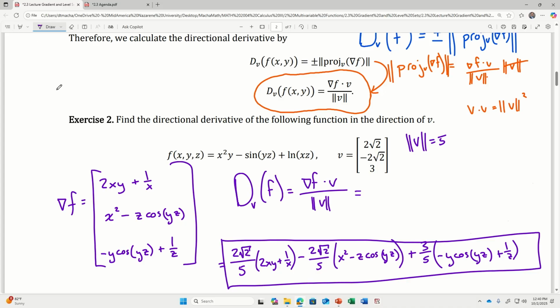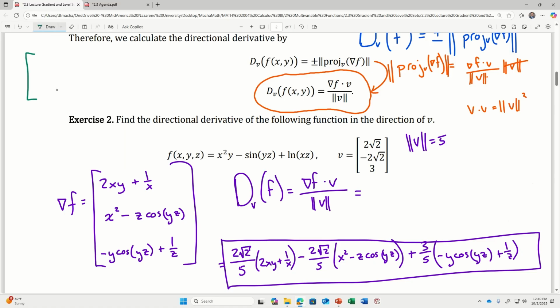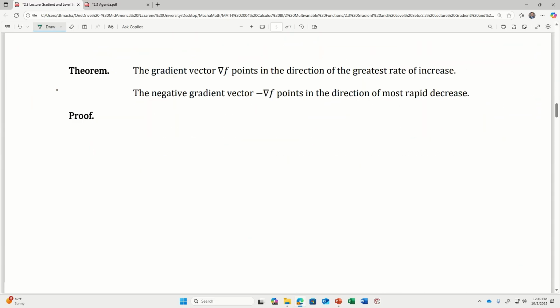So your v, if I want the direction halfway between x and y, I could use this as the direction for my directional derivative. It's halfway between the x and y positive directions. Okay.